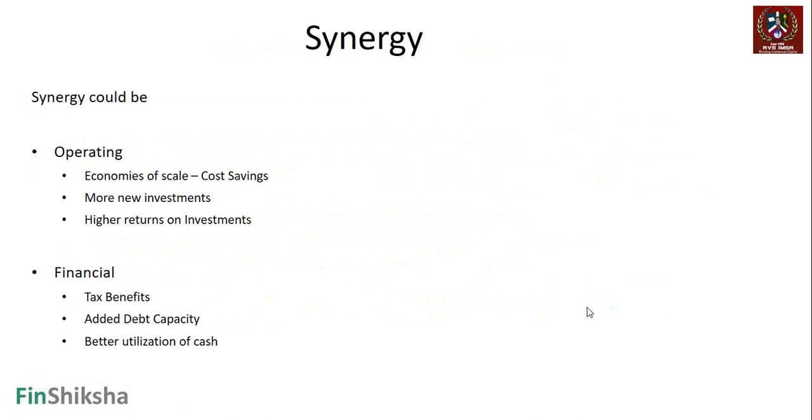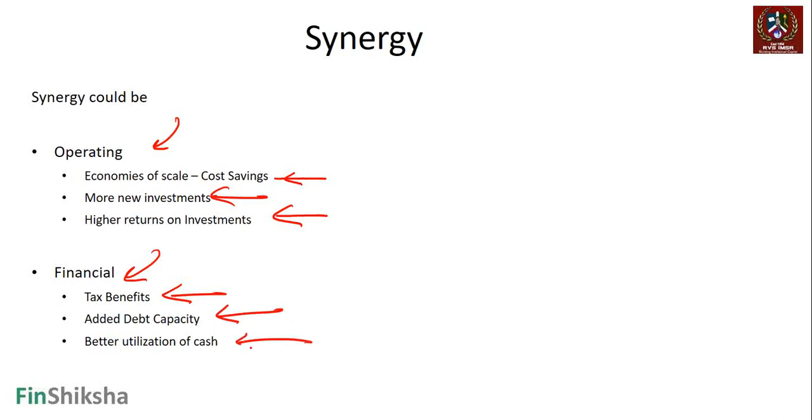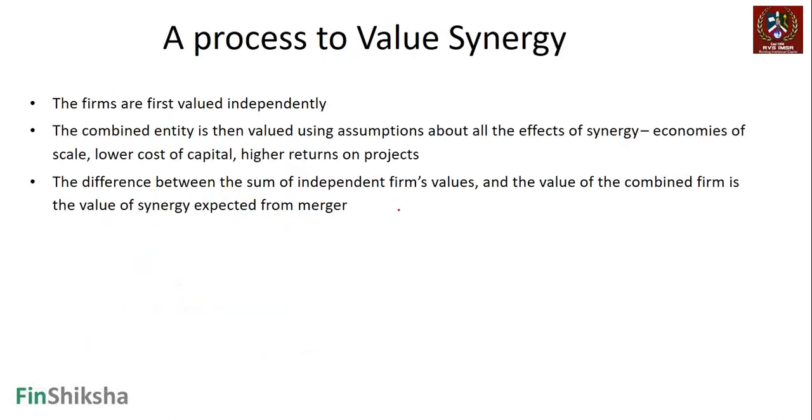That's a functional integration. Synergy could be operating in nature, which is some sort of cost savings or new investments or higher return on investments, which we'll see in numbers there. It could be financial in nature, which could be tax benefits because one of the acquiring companies runs losses and hence you carry forward those tax benefits. Better debt capacity, larger companies can borrow more money. Better cash utilization. You know, if one firm has cash, the other firm could have opportunities but no cash, right?